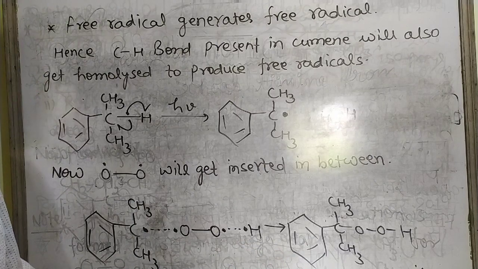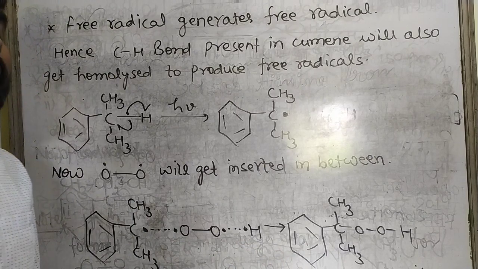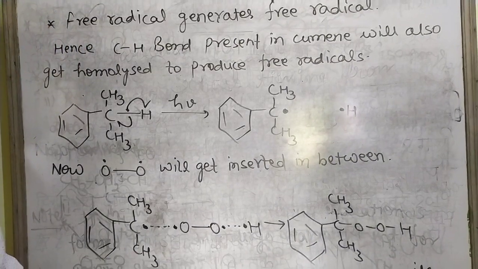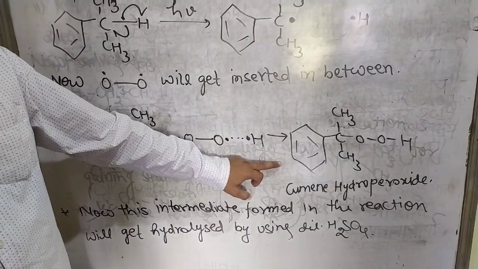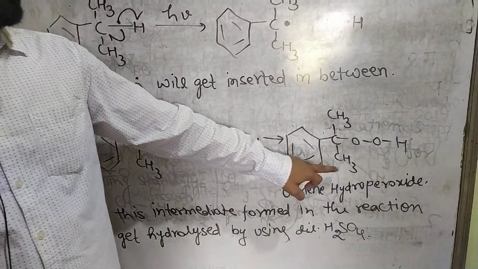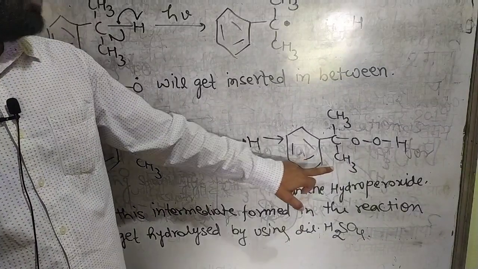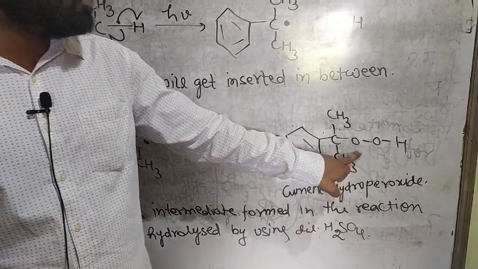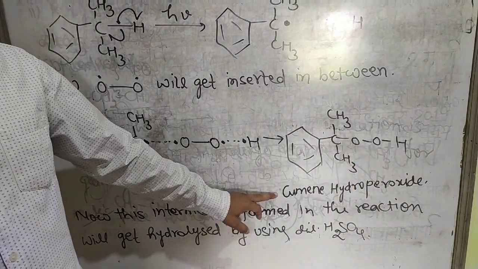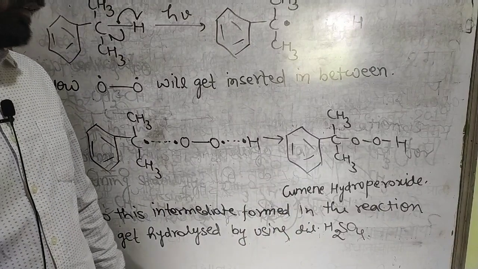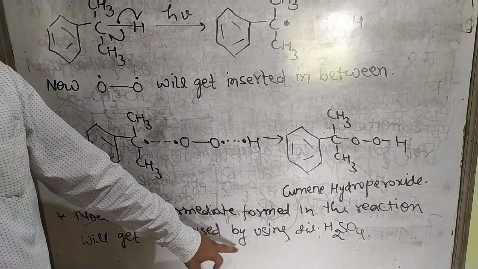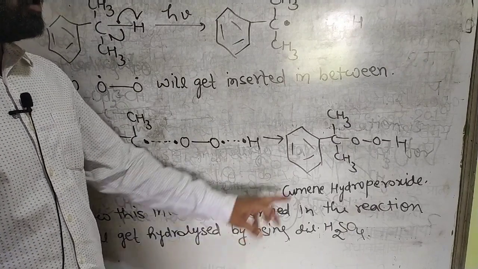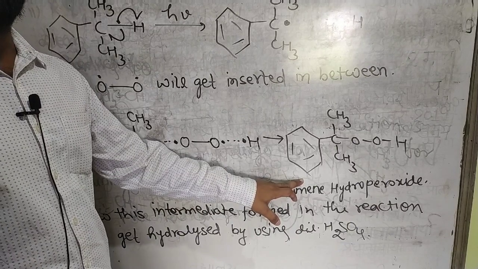Now this intermediate formed in the reaction will get hydrolyzed by using dilute H2SO4. This intermediate which is formed in this reaction is known as cumene hydroperoxide. You have to notice the name of this intermediate, which is cumene hydroperoxide. There is only one peroxide linkage in this compound. So cumene hydroperoxide gets hydrolyzed by using dilute H2SO4. We use dilute H2SO4 to convert this cumene hydroperoxide into phenol.